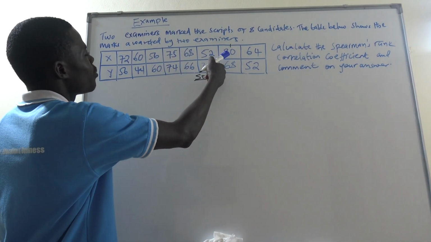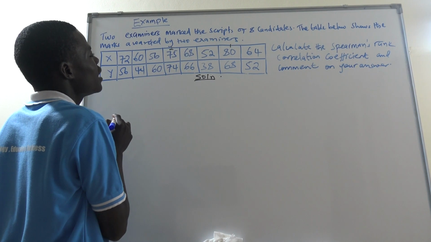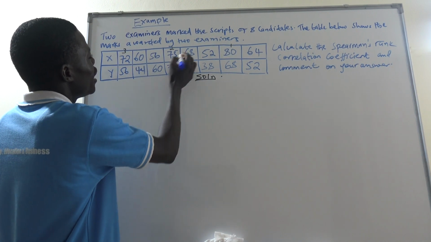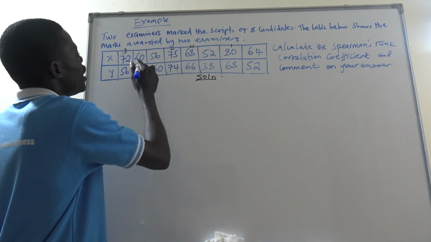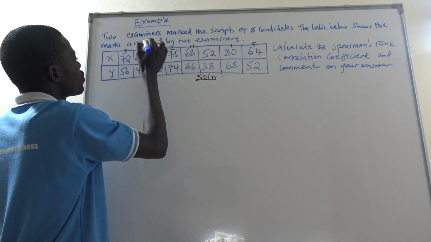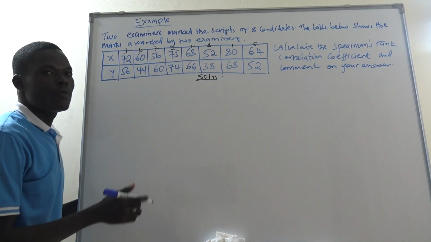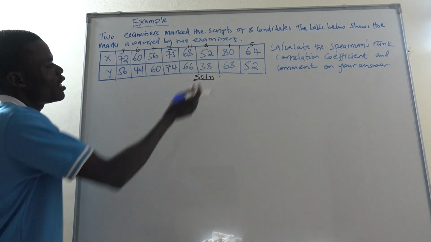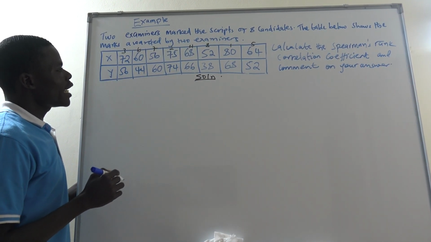Then following from 80, we have another one as the second, 75. Then 74 becomes the third, and then the one with 73 becomes the fourth, 68 the fifth, 64 the sixth, 60 the seventh, and 56 the eighth. So we grade according to their performance. The one with the highest is always the first, and the one with the lowest is the last. So the ranking of X is done.